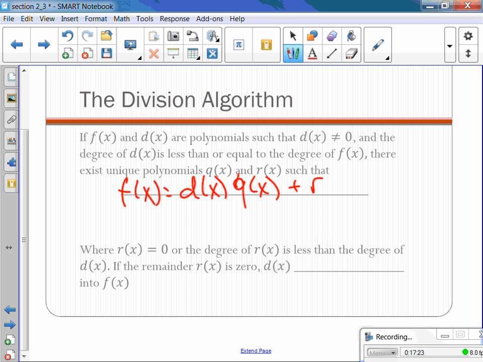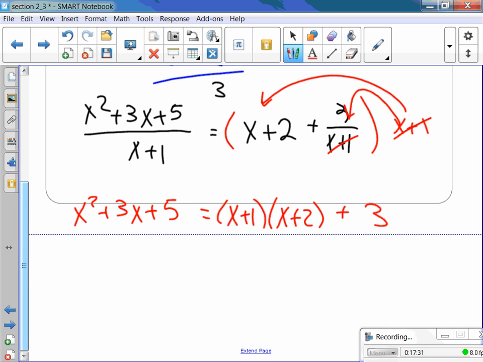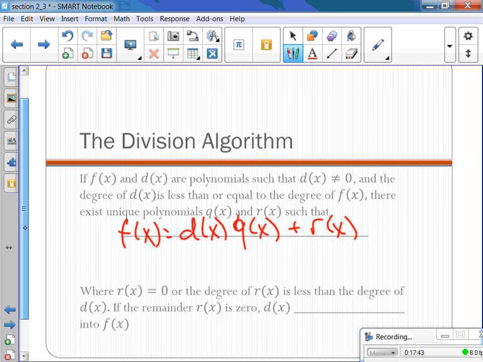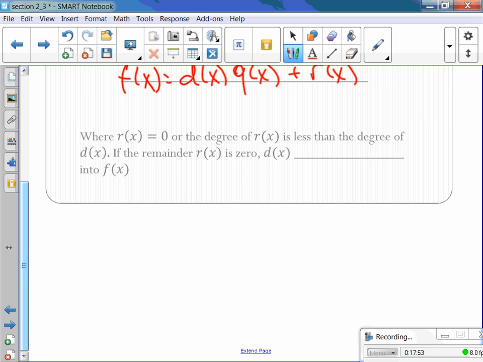Exactly like we have written over here. This is my f of x. This is my divisor, my quotient, my remainder. That's all this is saying here, folks. We're always going to wind up with a unique quotient and remainder such that this happens. If r of x equals 0, then we say that d of x, my divisor, evenly divides into f of x.